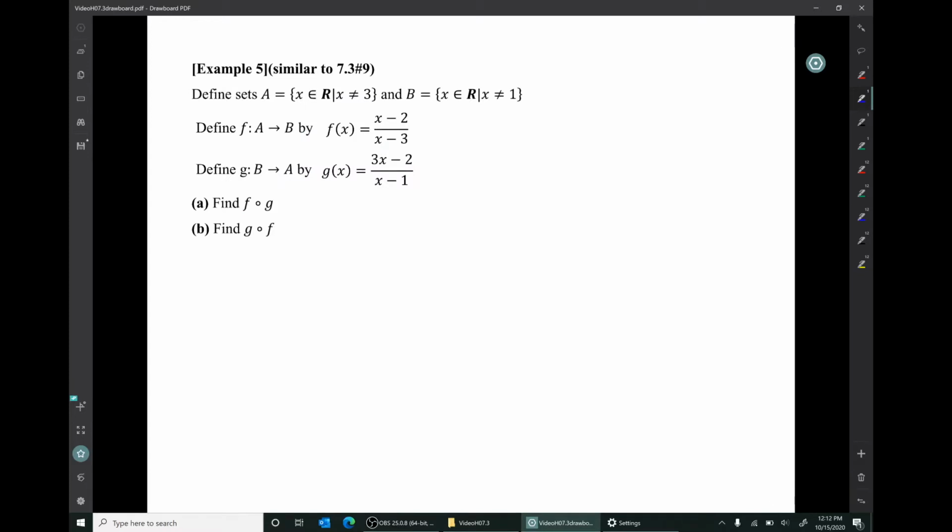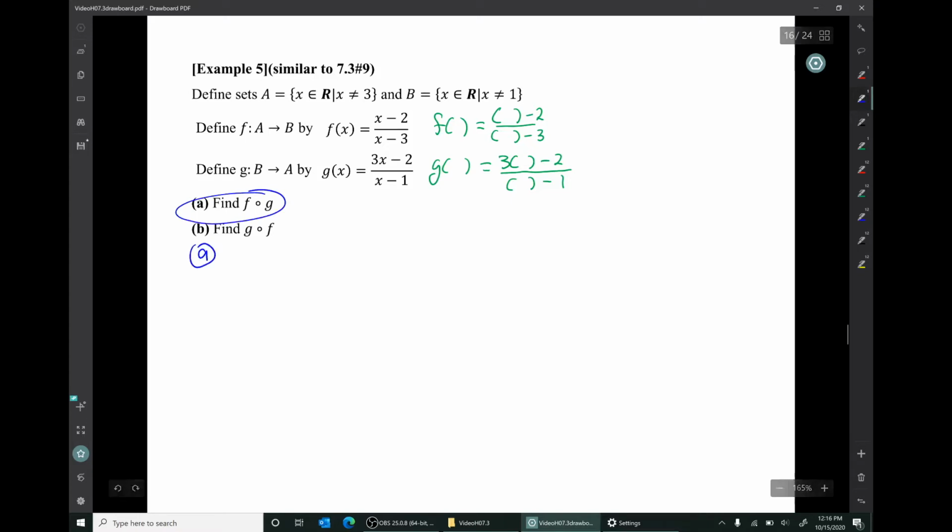Now let's do this example. We have this set A, the set of all real numbers except the number 3, and the set B is the set of all real numbers except the number 1. So f is this function from A to B, and g is defined to be this function from B to A. Now let's give their empty versions. So those are the empty versions. Now let's find f circle g.